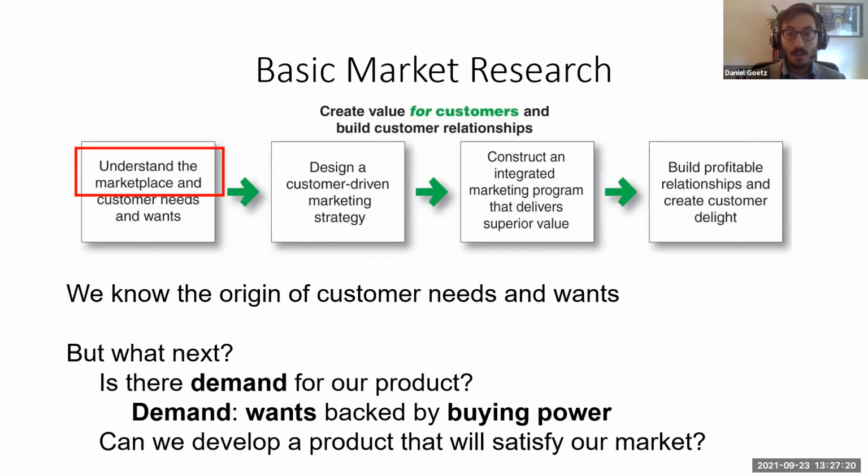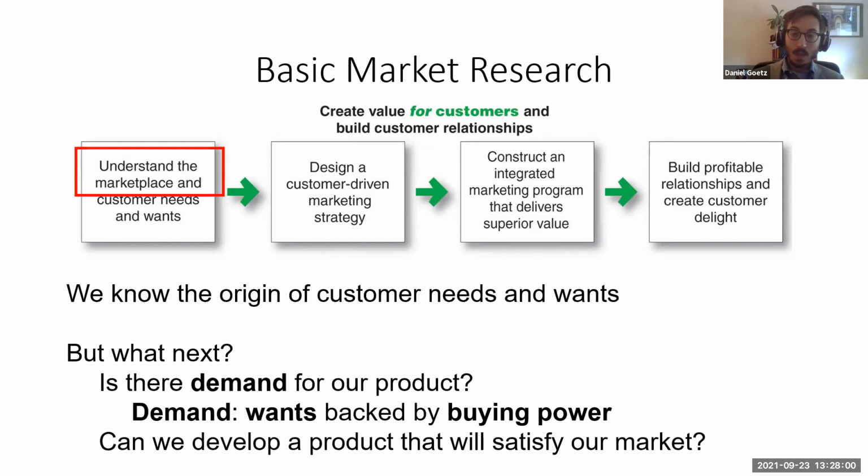If we are thinking about wants and specific products, maybe we have a new product, or maybe we're trying to modify a current product. And what we want to know is, is there demand for our product? Which is to say, are there people who want it and who can actually buy it, right? So demand is different than wants because it's wants backed up by buying power, okay? So one question that we want to answer is, can we develop a product that will satisfy our market? That's one possible research question.